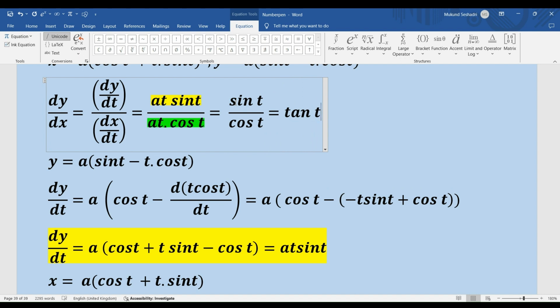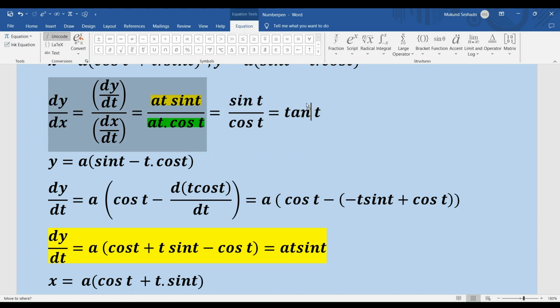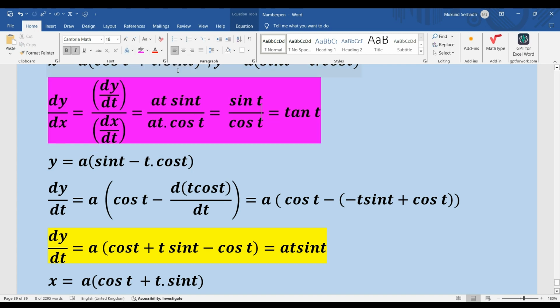Being a parametric equation, it's okay to leave our final answer in terms of t. You don't have to necessarily eliminate the parameter in these problems unless you've been asked to do so. So my dy by dx, let me put it in a beautiful pink color, is tan t.